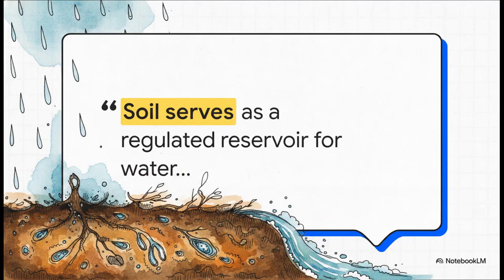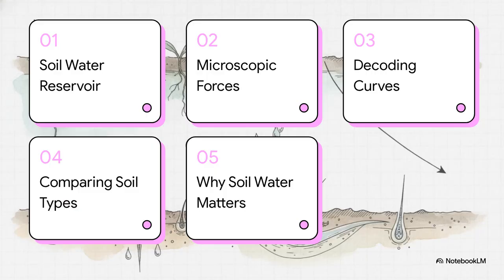To get us grounded right from the start, consider this idea directly from our source material. Soil serves as a regulated reservoir for water. Think about that for a second. We so often just think of soil as, well, dirt, right? But as it takes in precipitation and irrigation, it's actually acting as a highly active, regulated management system. It's a living reservoir.